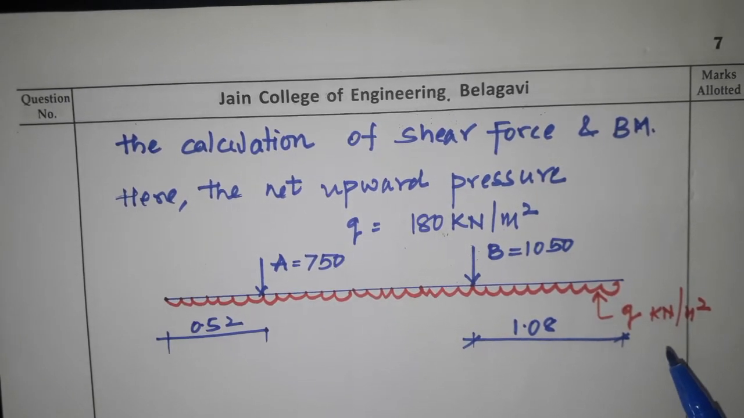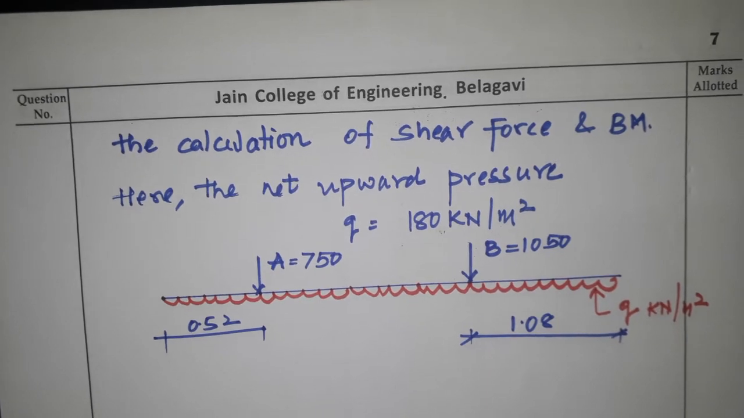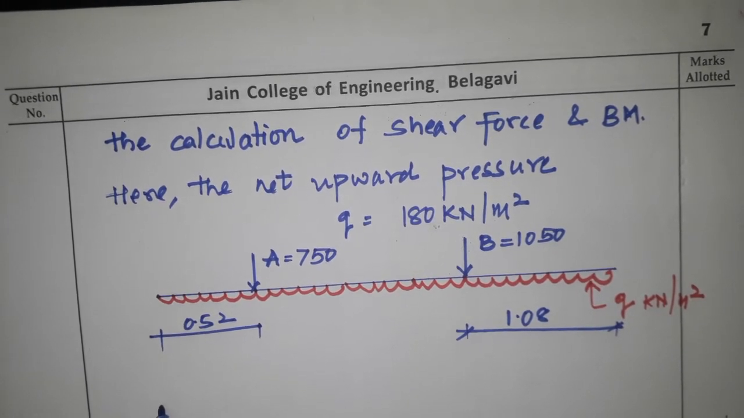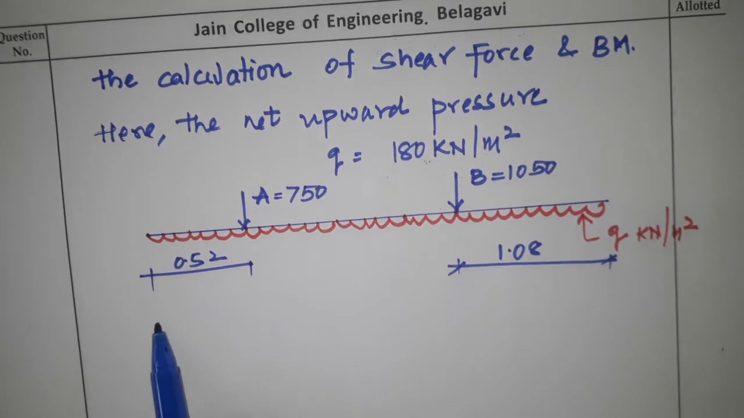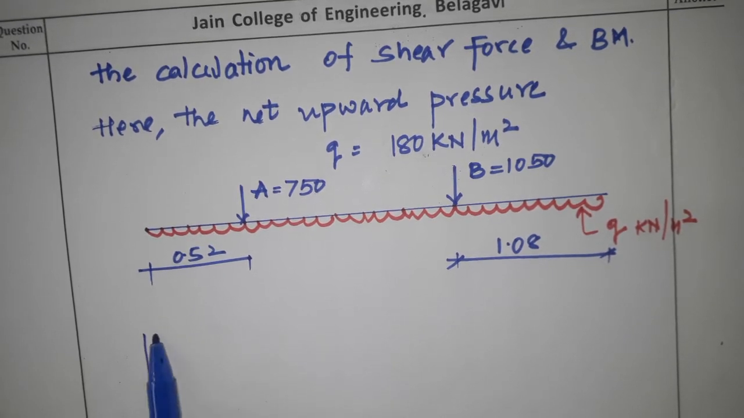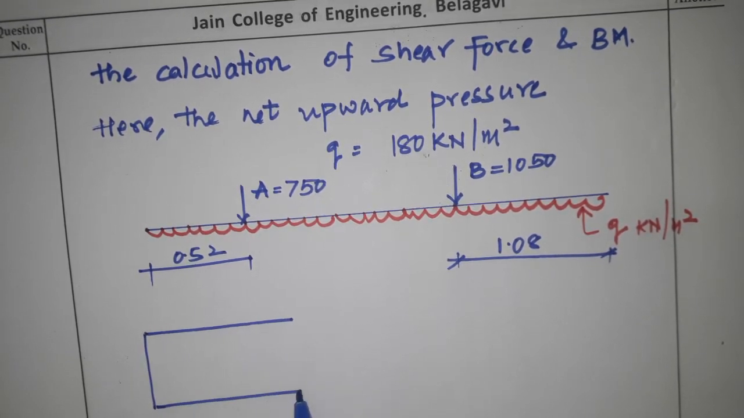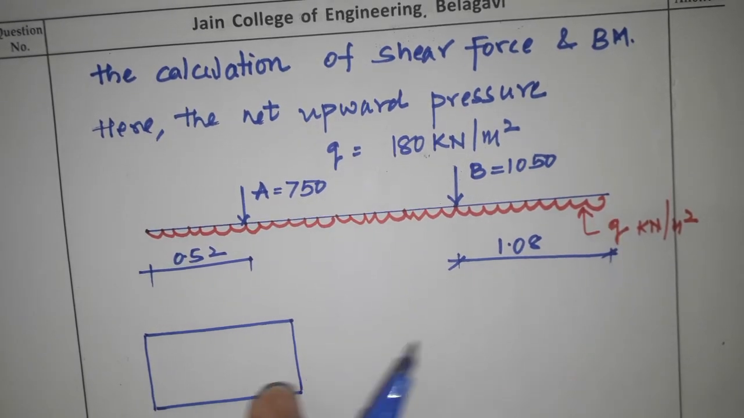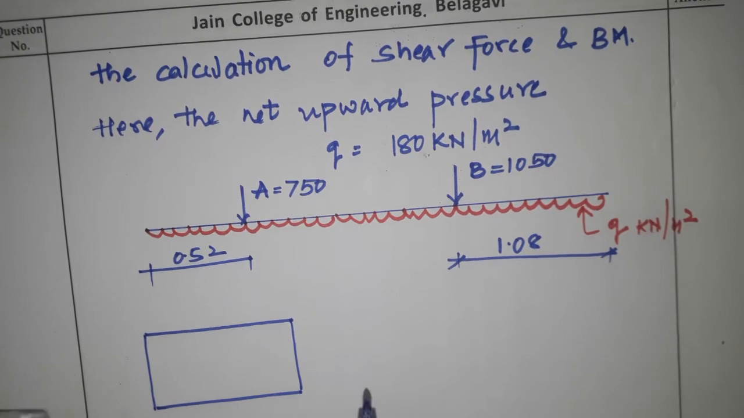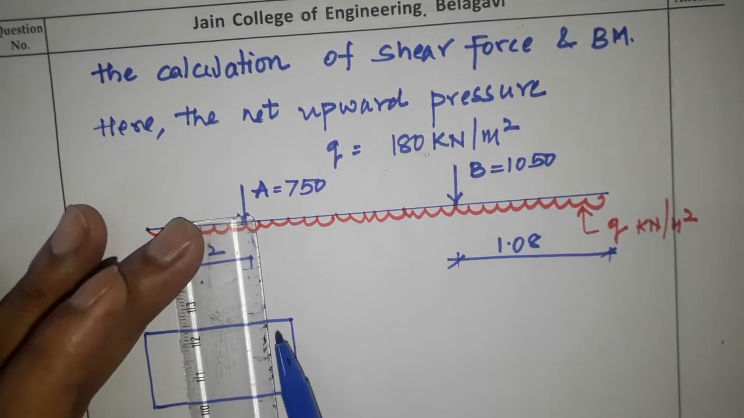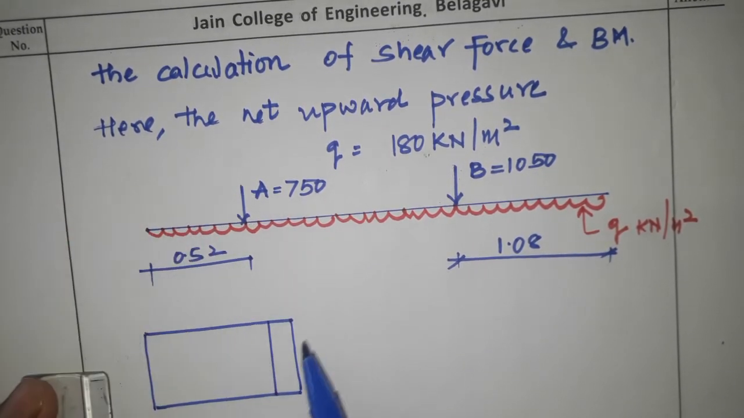I will draw a small rough sketch here. Let us assume this is the combined footing, and below it there is a pressure of 180 kilonewton per meter square. So we have to consider the per meter length strip.